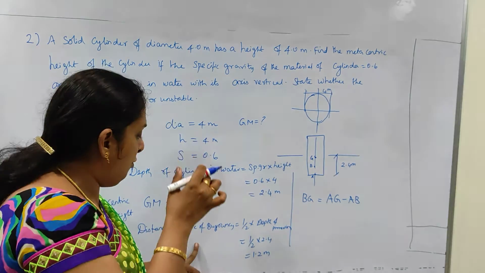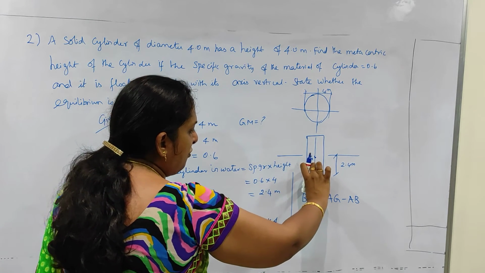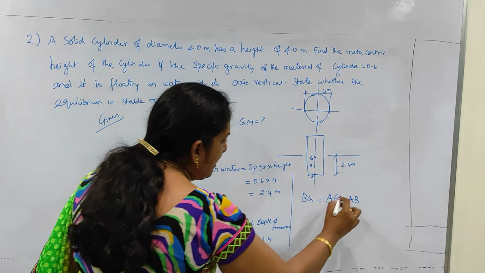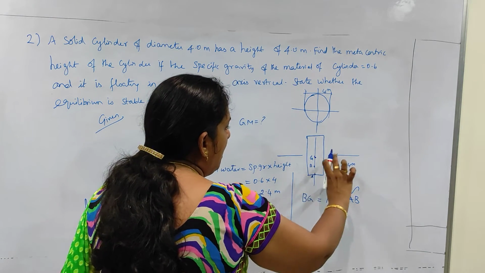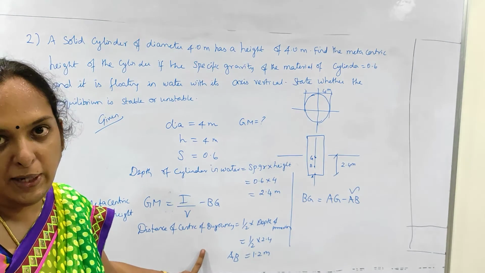So that value is your center of buoyancy. From here I am getting this, that is your AB. So I know the value of AB. AB is half of this depth, so 2.4 by 2, that is equal to 1.2 meter.